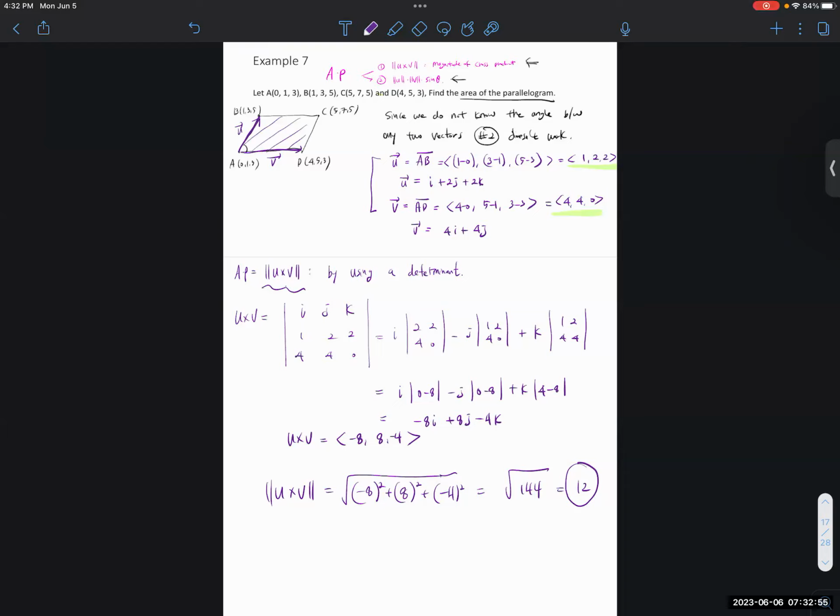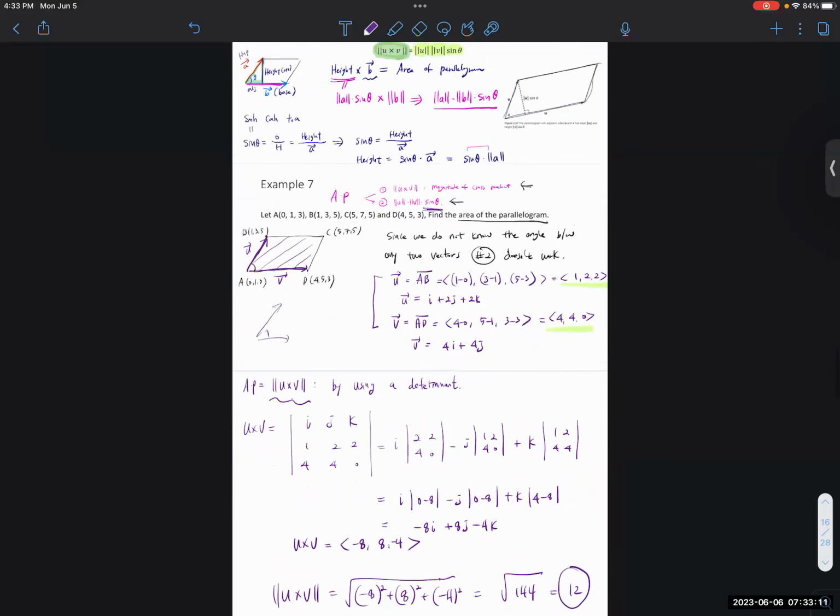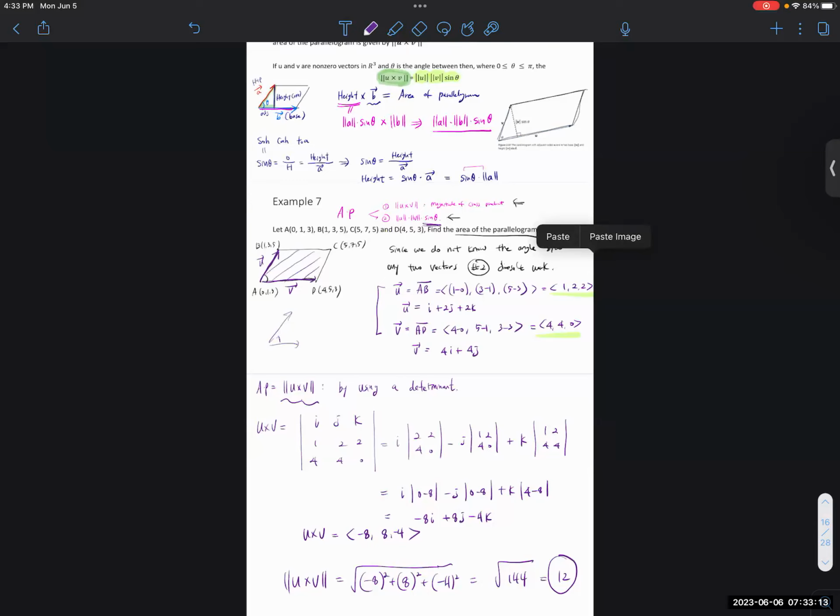Okay, if the angle is given, right? So if 2 vectors and the angle are given, the second formula is going to be much faster. But since the angle is not given, we can just use the first formula. So that's how you find the area of the parallelogram. Still we use the cross product.